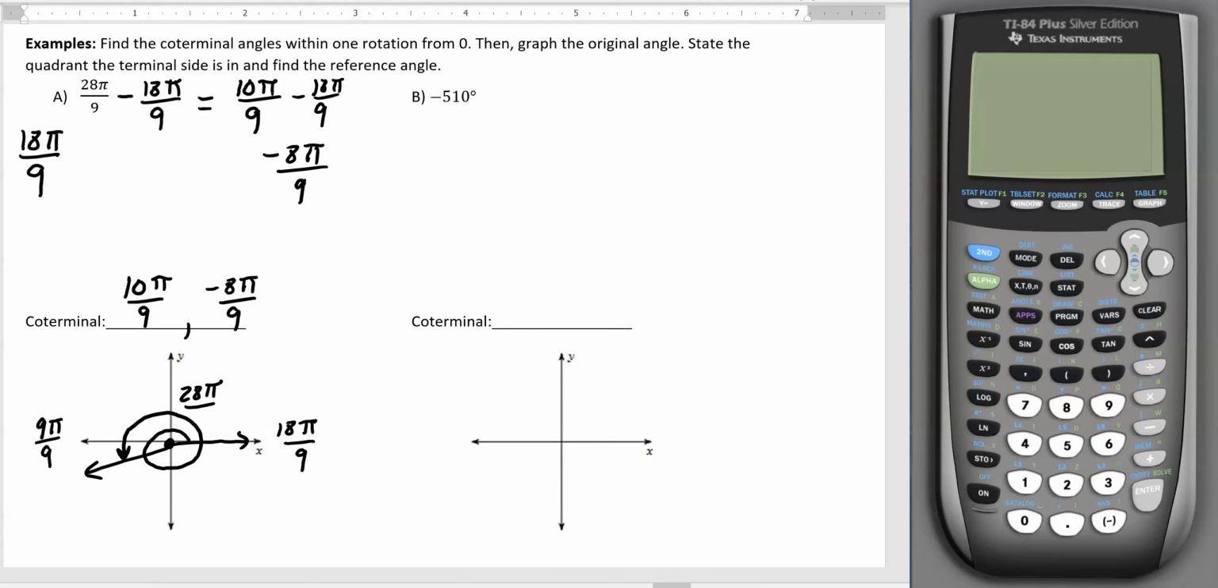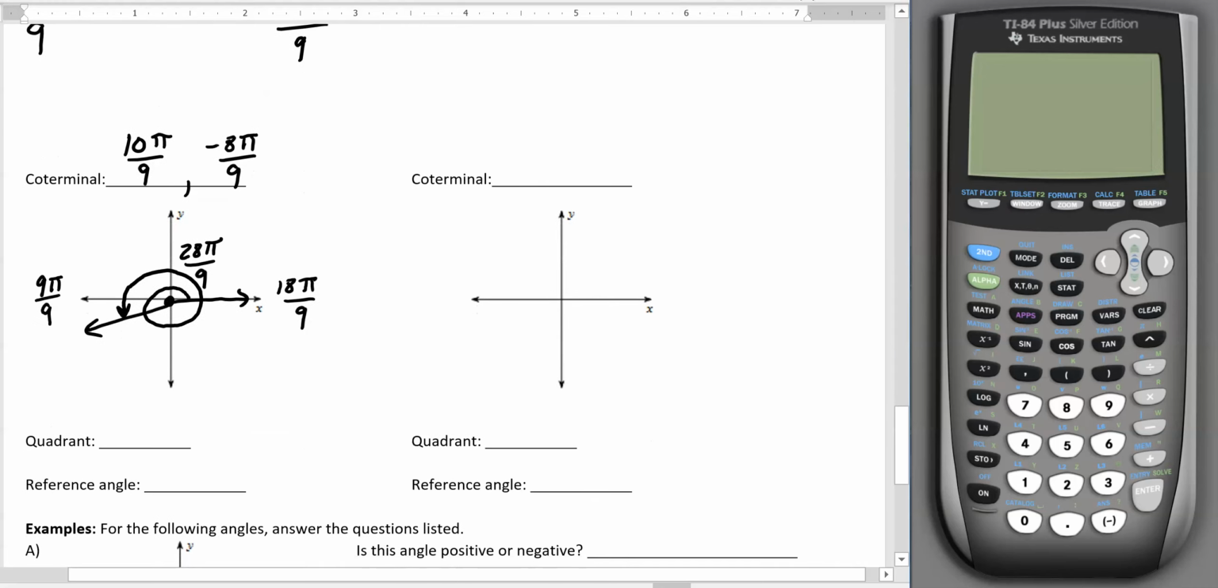28 pi over 9. Very good. Okay, so we have everything graphed here. We ended in the third quadrant. What would my reference angle be? So remember, my reference angle is this angle here, and it is pi over 9 past 9 pi over 9. So that right there would be my reference angle, pi over 9.